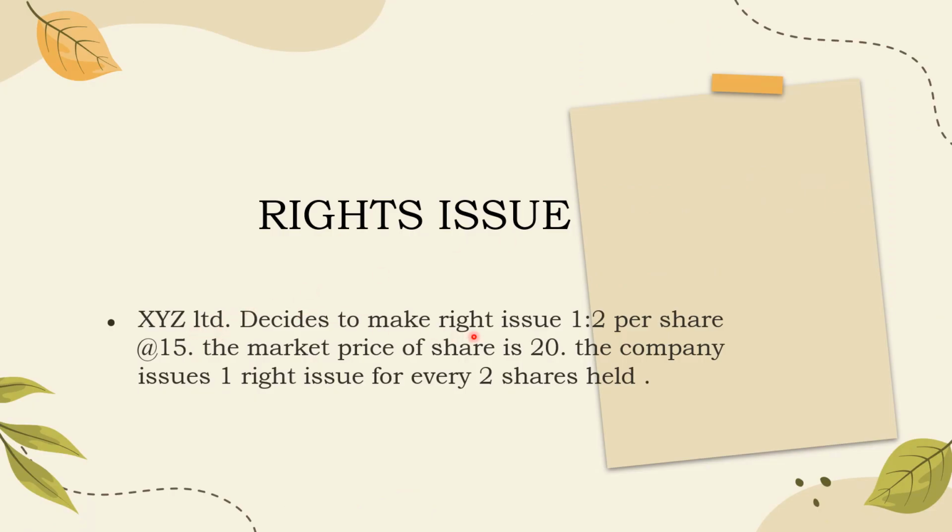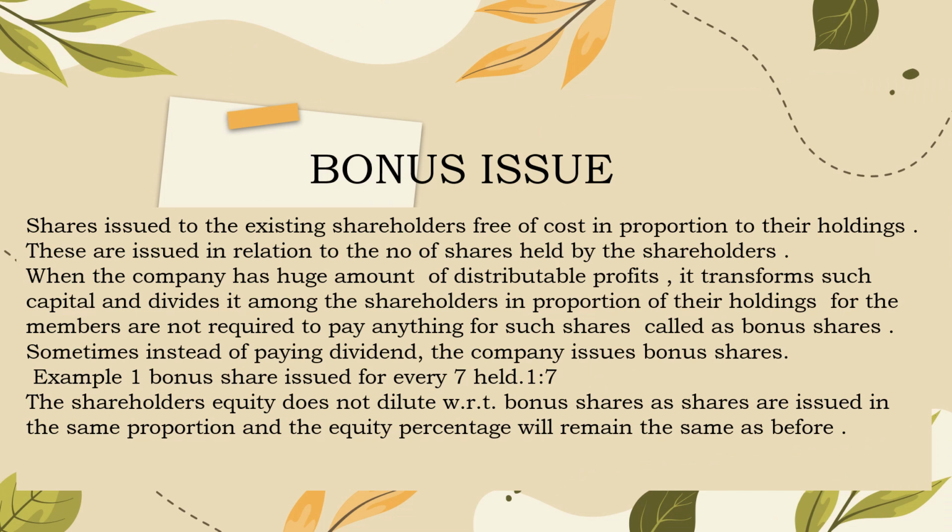XYZ Limited decides to make a rights issue of 1:2 per share at 15. The price of the share in the market is rupees 20. So 5 rupees per share is the discount offered as a rights issue. The company issues one right share for every 2 shares held, and those who want to avail this offer, they can.